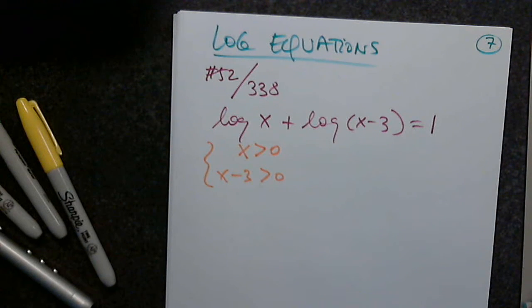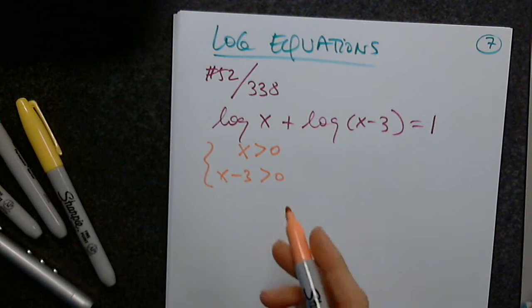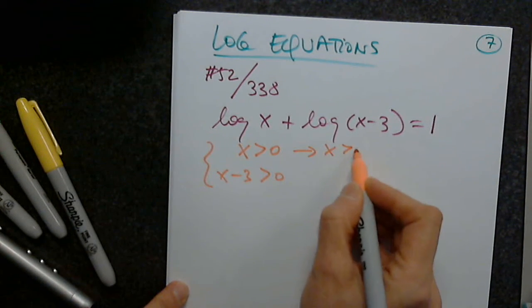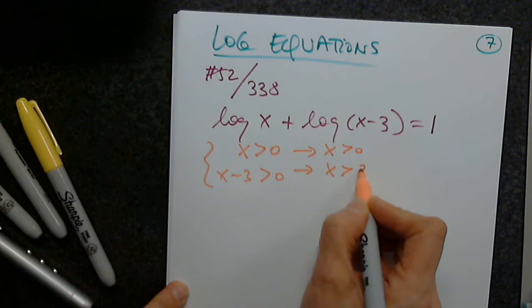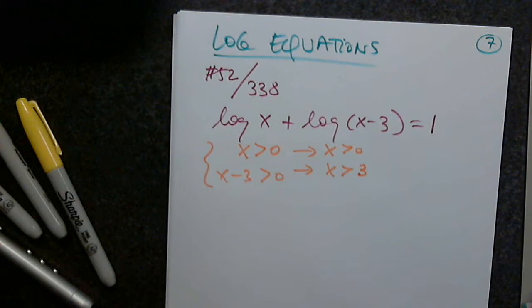In other words, I'm stating the domain as the common domain. If I had a function in x on the right-hand side, I would have included that too. But this is just a number. So I only have a function created by summing 2 log functions. So this means x greater than 0, and this means x greater than 3. Where's the common domain?